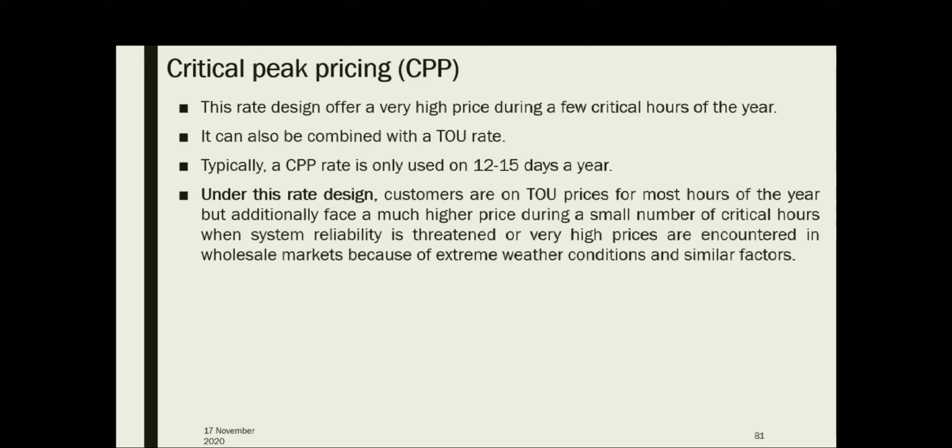So customers are on time of use prices for most hours of the year, but additionally face a much higher price during a small number of critical hours when system reliability is threatened or very high prices are encountered in a wholesale market because of extreme weather conditions and similar factors. That is, whenever there is a shortage in the energy, such a situation will come. Whenever such a situation comes, the electricity price will be very high. Otherwise, the price will be as per the TOU, time of use prices.